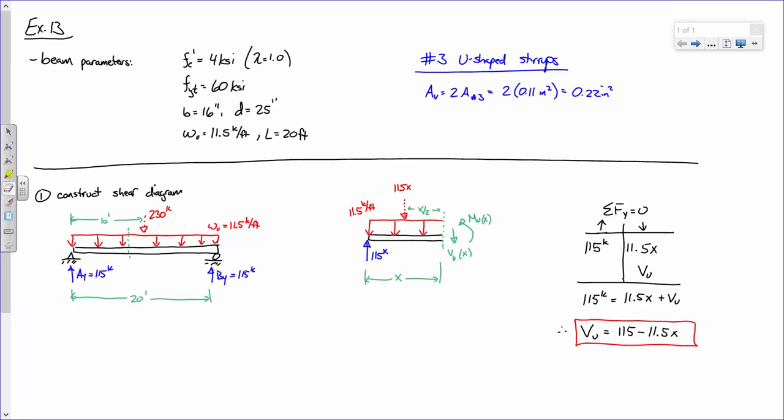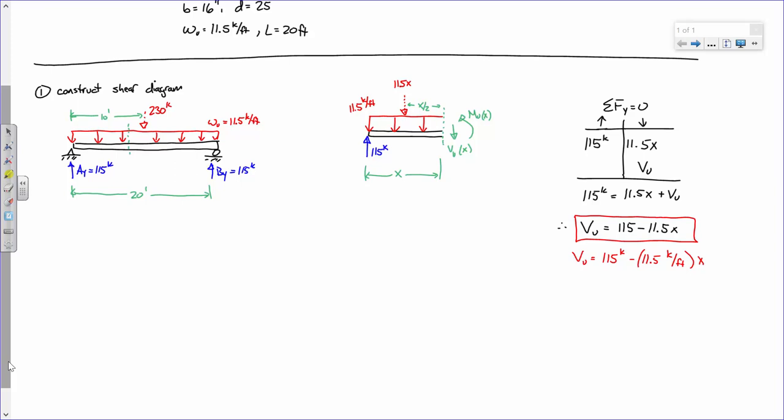Now, I'm going to do something else. If you notice here, I made a kind of a rookie mistake. I did not write the units. I'm going to rewrite that with the units because I'm making a point. This is 115 kips minus 11.5. What are the units for the 11.5? Kips per foot times x. That's going to become relevant in a second, because I'll point you to a very common rookie mistake. Is everybody with me on this?